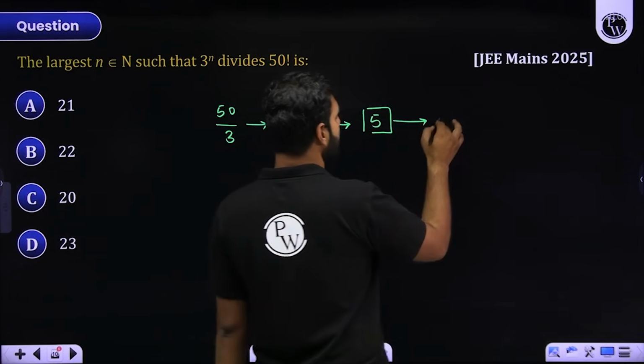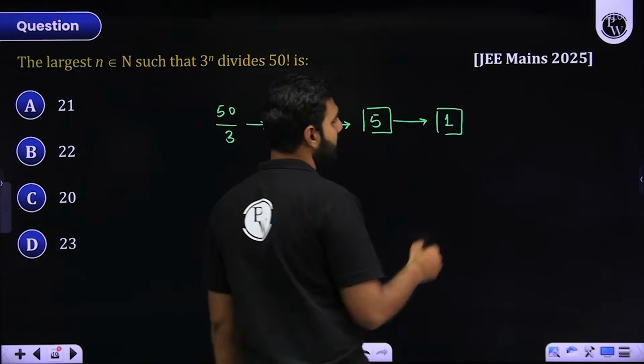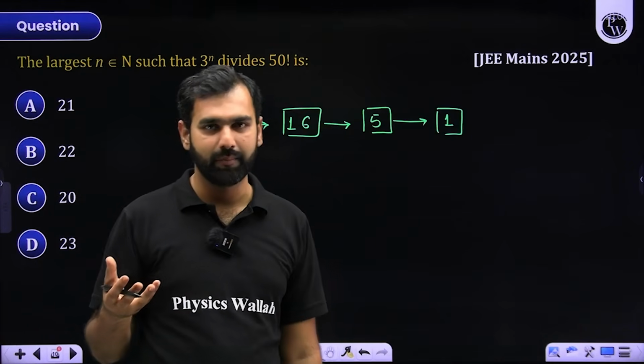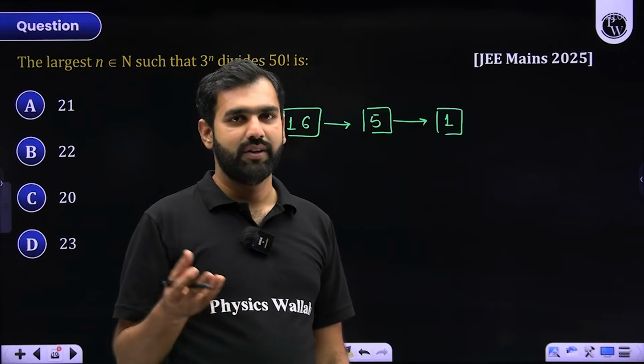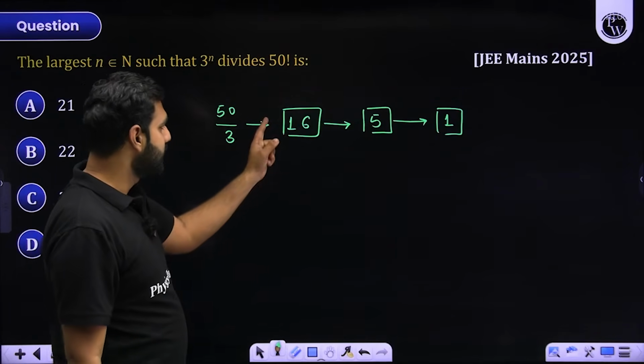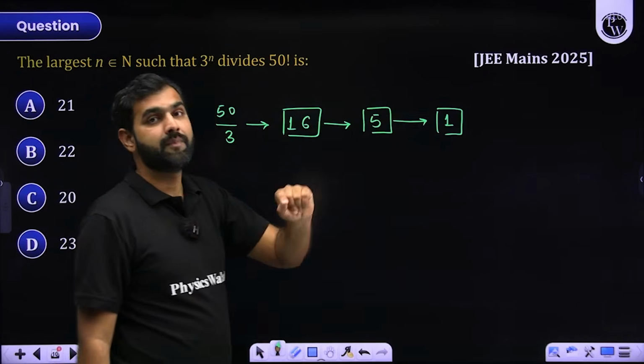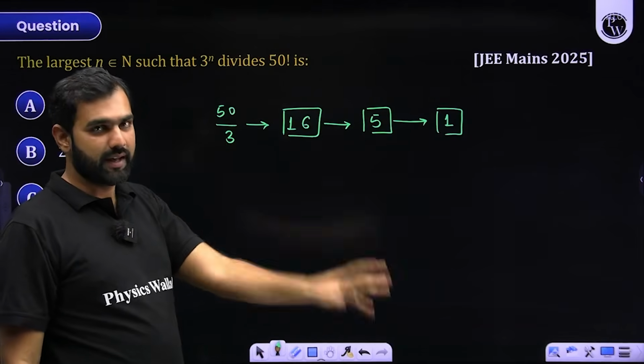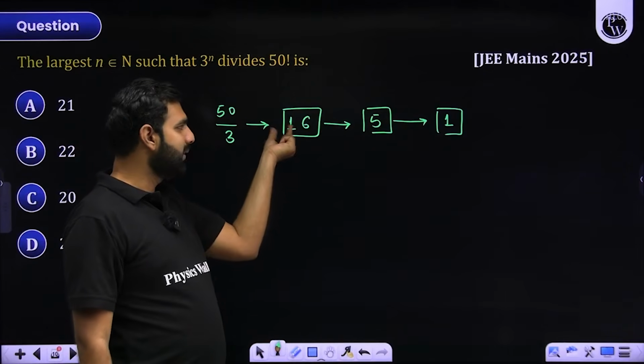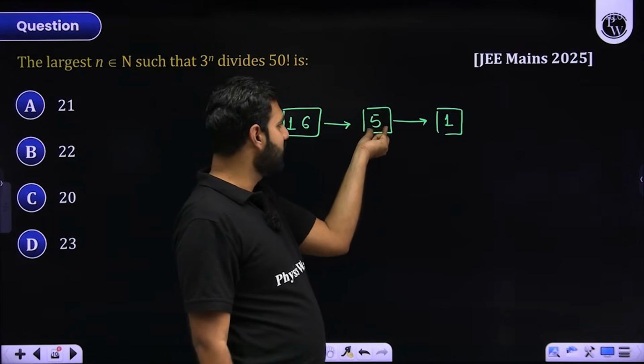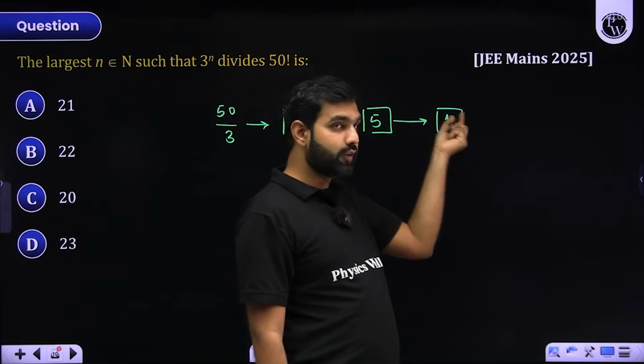5 upon 3 is 1 and that is going to be the last number, because 1 is not divisible by 3. It will give me a fraction less than 1. So 16, 5 and 1 will be the threes I'll be having. Single threes will be 16. In terms of square, there will be 5 more and in terms of cube, there will be 1 more.